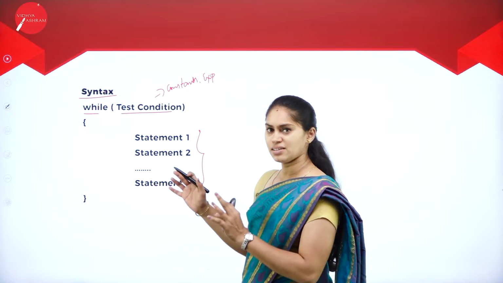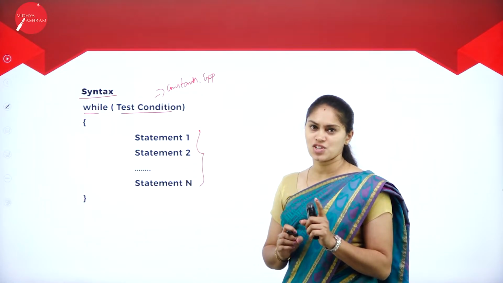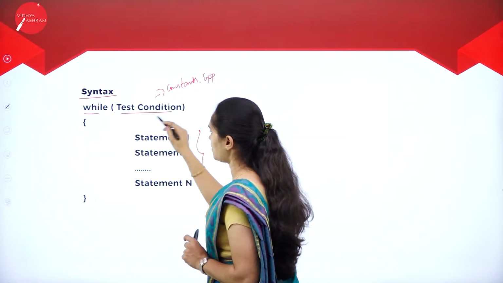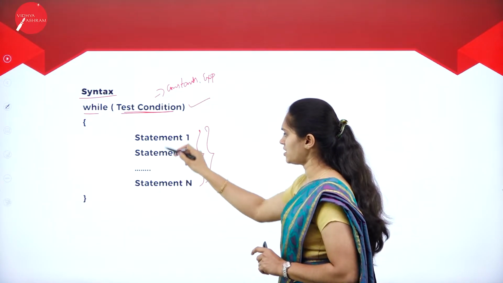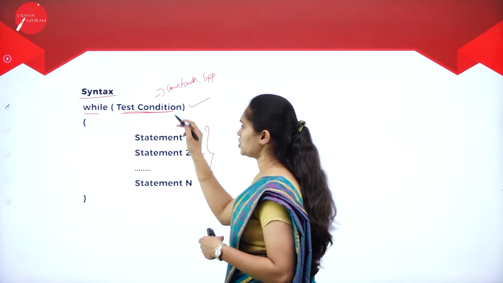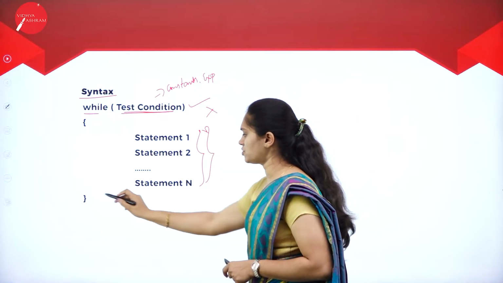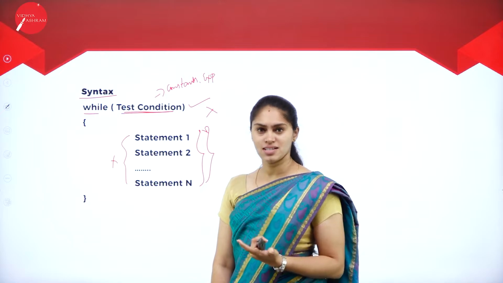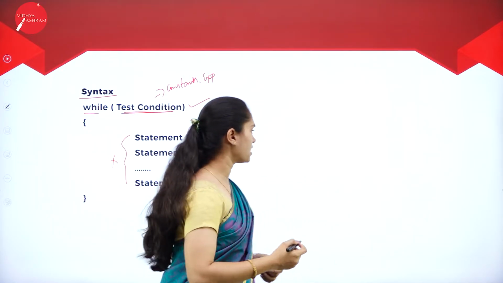What is the thing that we have to remember regarding this while statement? First, we are going to check the condition. While is a keyword, so if the test condition is true, then only I am going to execute these statements again and again. Again I will come back and check the condition. What if the test condition becomes false? Then it will come out of the loop and won't execute any of the statements. That is regarding the while statement.